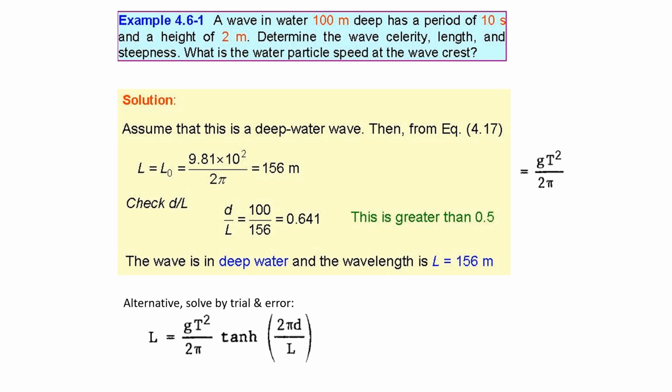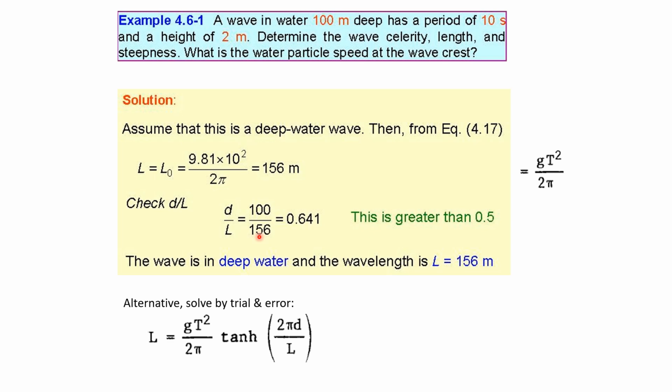Let's say we assume this is a deep water wave, and that would mean that the deep water wavelength L0 should equal gT squared over 2 pi. If we solve that, we get the wavelength of 156 meter. We can check the relative depth d over L. If the water depth is 100 meter and the wavelength is 156 meter, then we get d over L that is greater than 0.5. That confirms that this is a deep water wave, so we are correct.